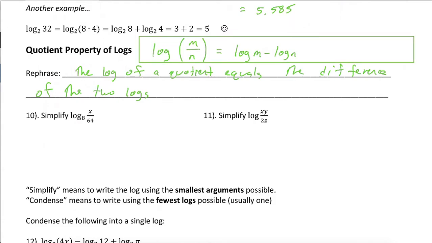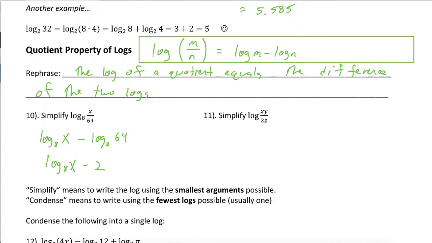And so we can use the same exact logic to simplify log base 8 of x over 64 just by turning it into log base 8 of our dividend minus log base 8 of our divisor, or the log of our numerator minus the log of our denominator. And the advantage to this is I know what log base 8 of 64 is, so I can rewrite this as log base 8 of x minus 2. And that would be considered more simplified.